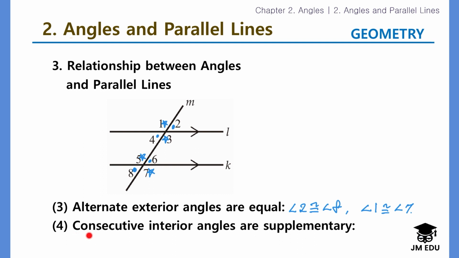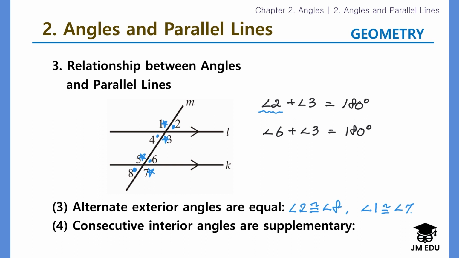Number four, consecutive interior angles are supplementary. I'm going to show you why. Here, angle number 2 plus angle number 3, that's 180 degrees, right? Definition of supplementary angles. These two angles, right? And we also know that angle number 2 is equal to angle number 6, right? So instead of angle number 2 right here, I'm going to write angle number 6. So angle 6 plus angle number 3 is also equal to 180 degrees, right?